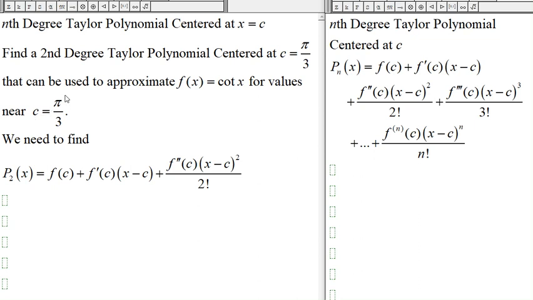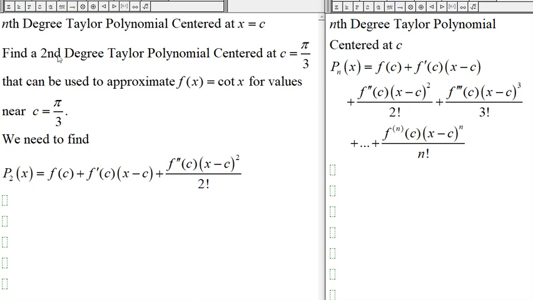In this example, we want to find a second degree Taylor polynomial centered at pi over 3 for the function f of x equal to cotangent of x. And this is called an nth degree Taylor polynomial. And so we want a second degree, and then we will stop with this term. If we want a third degree polynomial, then we would stop with this term, and so on. And so what we need to find is this polynomial right here.